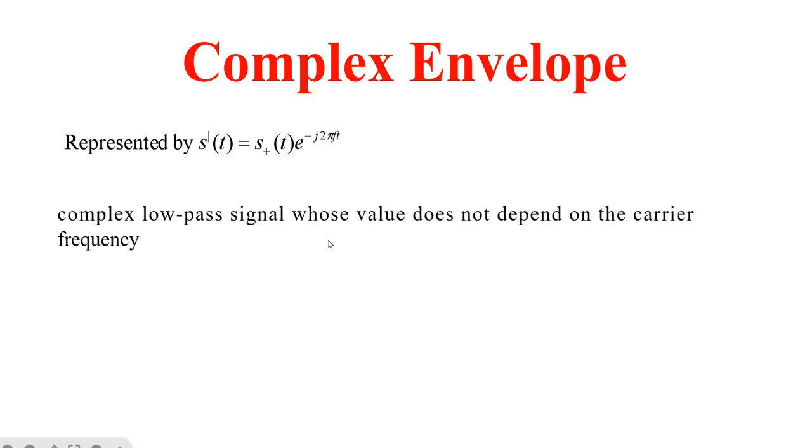Then the second type of envelope is the complex envelope, which can be represented by S dash of t is equal to S plus of t into e raised to minus j 2 pi fct. Here this is the complex low pass signal whose value does not depend upon the carrier frequency fc. Then we have the natural envelope, which is represented by A of t is equal to magnitude of x dash of t, that is equal to magnitude of x plus of t.